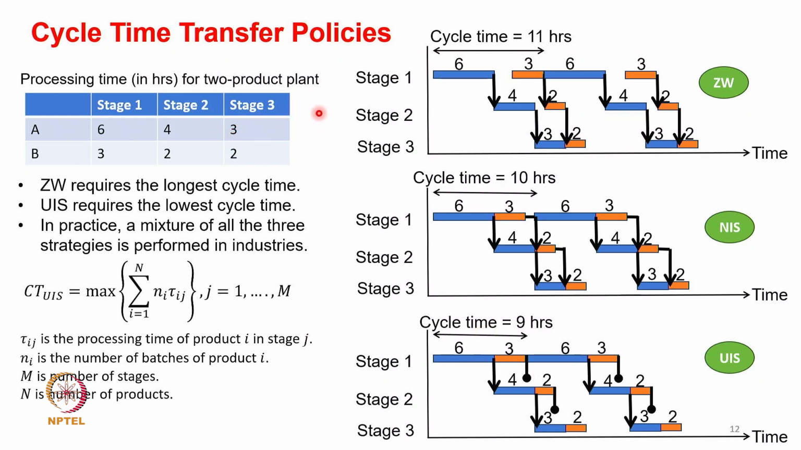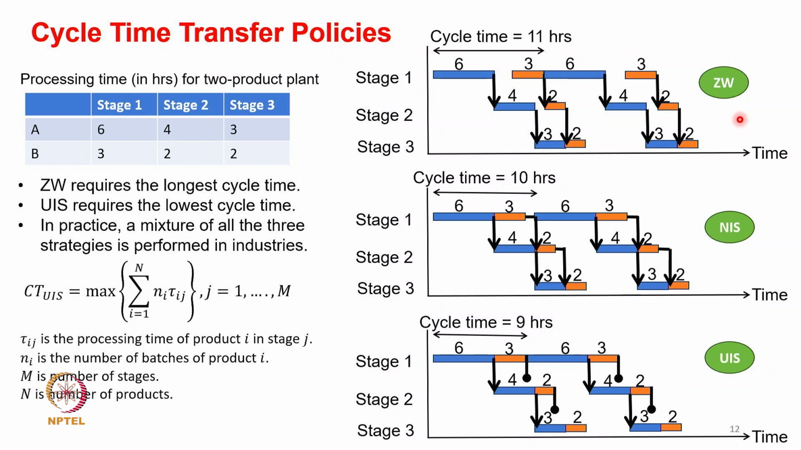So, consider a case of a two product batch plant. You have product A and product B, and you have three stages. A requires 4, 6, 4 and 3 hours respectively, and B requires 3, 2 and 2 hours respectively. So, let us look at the zero waiting time case.